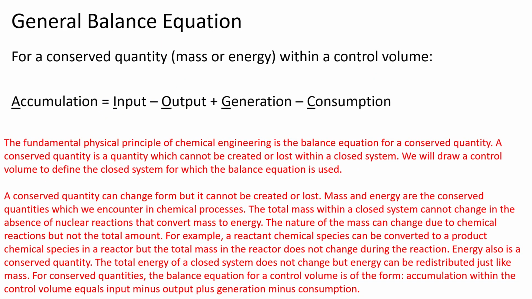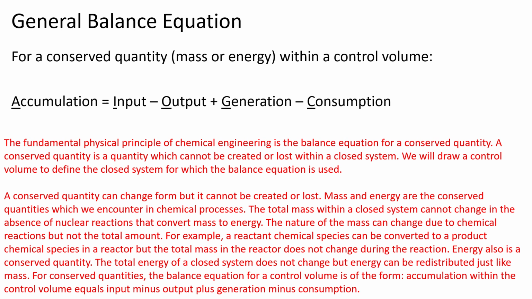The fundamental physical principle of chemical engineering is the balance equation for a conserved quantity. A conserved quantity is a quantity which cannot be created or lost within a closed system. We'll draw a control volume to define the closed system for which the balance equation is used. A conserved quantity can change form, but it cannot be created or lost. Mass and energy are the conserved quantities which we encounter in chemical processes.